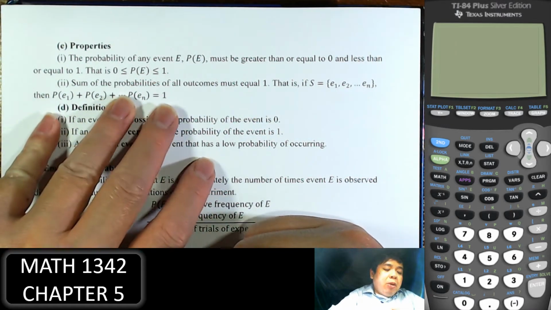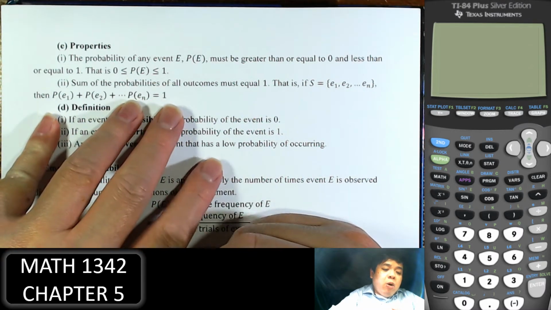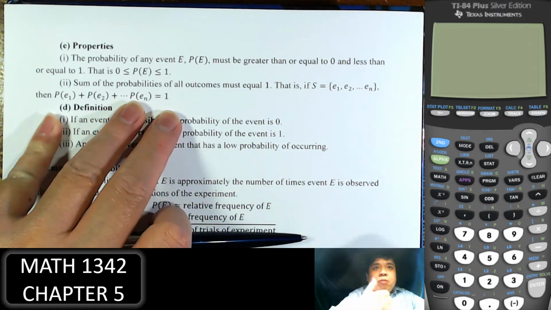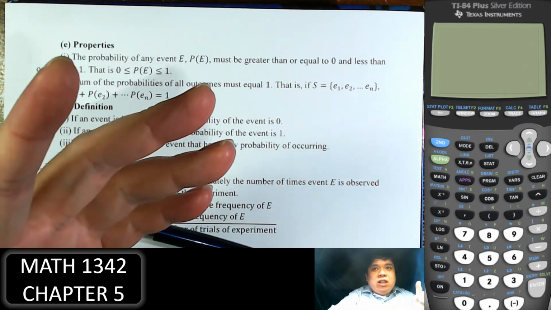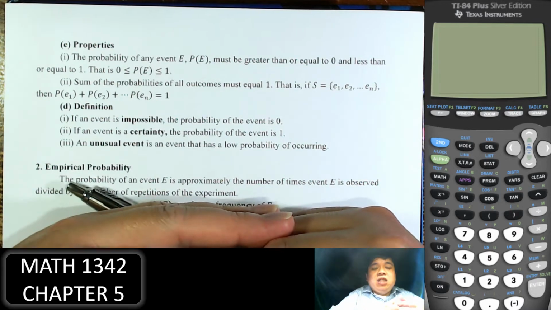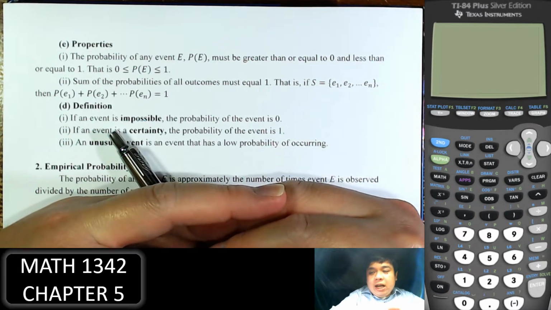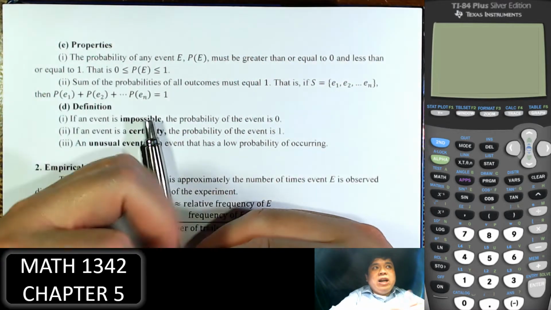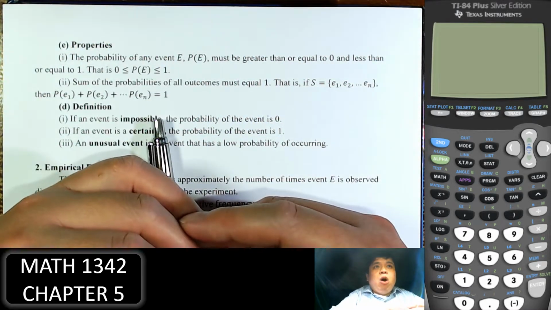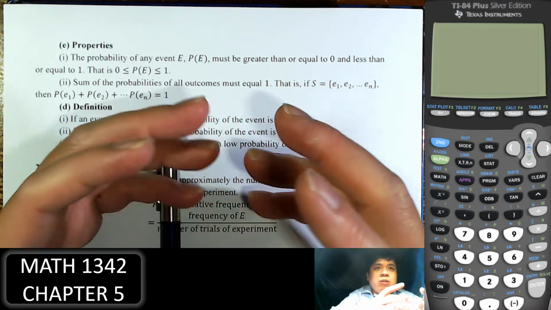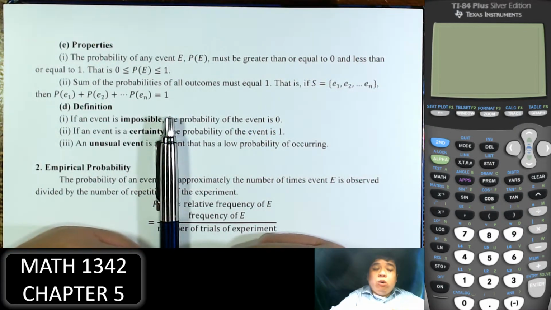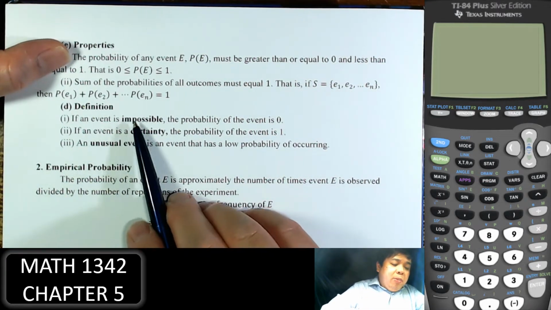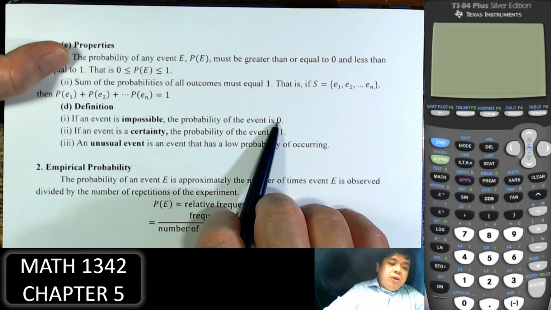And the sum of the probabilities of all outcomes must equal 1, right? So let's say we flip a coin, 50% chance of getting the head, 50% chance of getting the tail, add them together, 100%. Or if we have a die with 6 faces, we can get 1, 2, 3, 4, 5, 6. The probabilities of getting each one of them, if we add all together, have to be 100% or 1. Right. Now, an impossible event has the probability of 0.